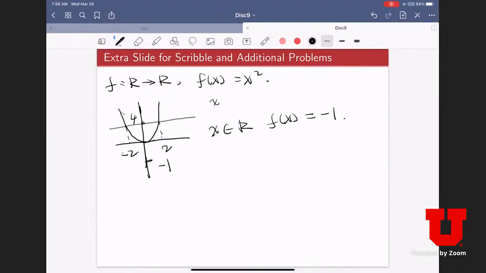And then part 6 asks if f is a 1-to-1 correspondence. So 1-to-1 correspondence just means that f needs to be both 1-to-1 and onto. And since we already showed that f is not 1-to-1 and not onto, it is not a 1-to-1 correspondence.